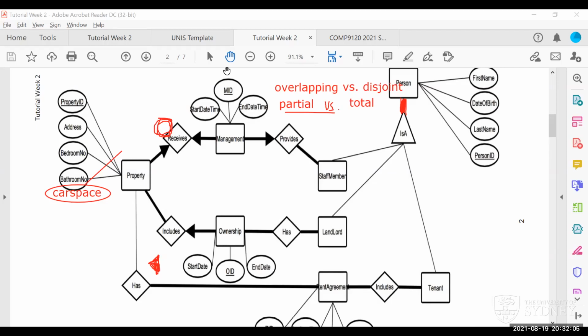So which one is more appropriate in this case? Overlapping or disjoint? So if I'm a landlord, can I be a tenant or can I be a staff?